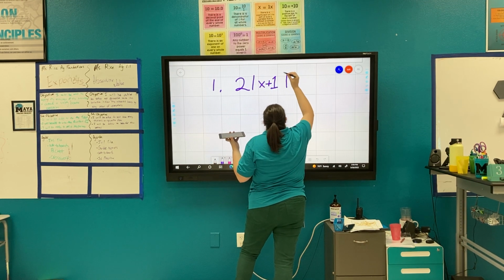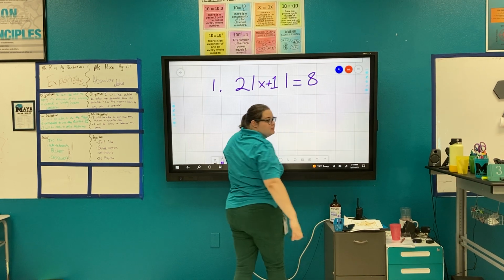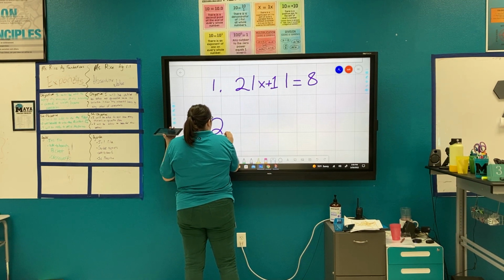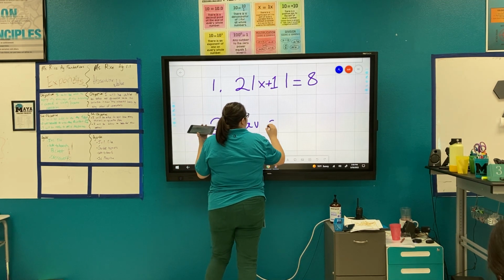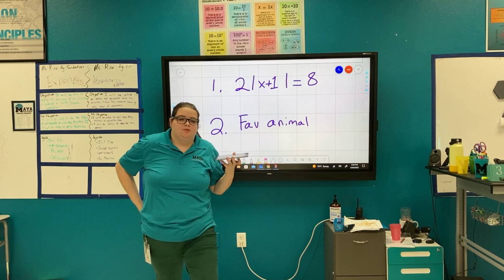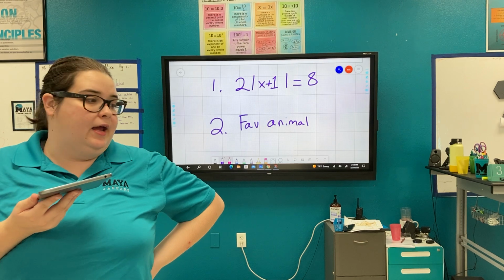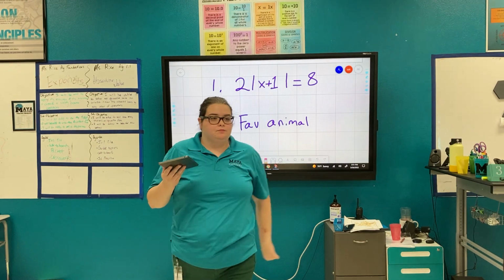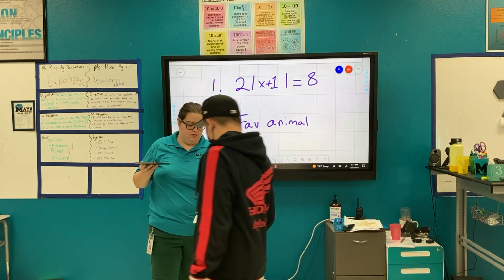So your first problem is going to be 2 absolute value of x plus 1 equals 8. This is going to be on the exit ticket. Nathan passing it out. And your second one is going to be your favorite animal. Okay? So Nathan is passing out the exit tickets. When you get your exit ticket, put your name on it. And you're going to solve that first equation. You gotta write our favorite animal. Yes. What's up? Yes, please. Thank you.